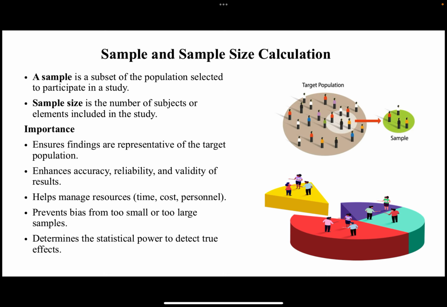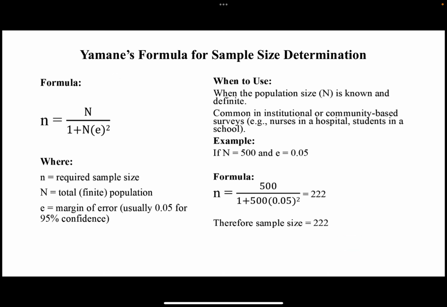But the interesting thing I want you to pay attention to is that a sample that is not representative of the target population may also give wrong conclusions. That is very dangerous. So that is all about sample and sample size. Now, there are two common sample size formulas in research and in statistics. There are two very common sample size formulas.